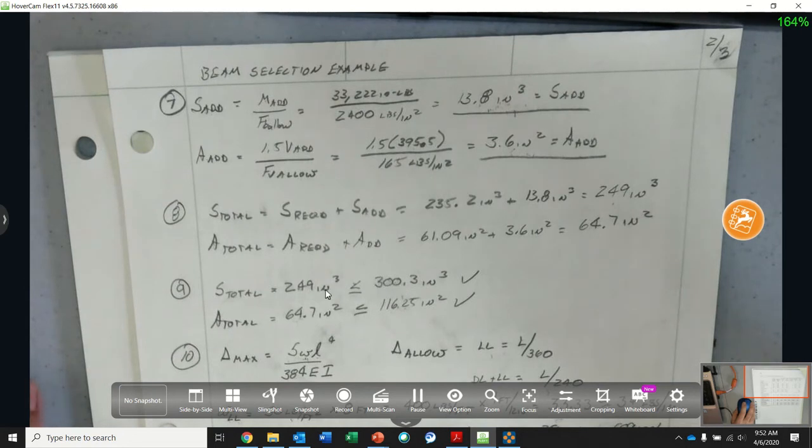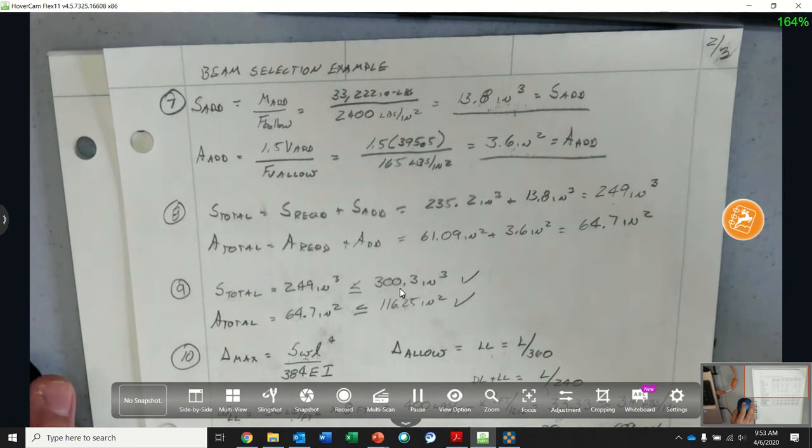249 inches plus 14 is 254, which is still less than that. Now if I double this, 3.6, let's make that 4, so I add 8. For A total, I add 65 plus 8, and I'm at 73. I only doubled these values, so I'm still under a single load, but you should still check it according to the design chart.